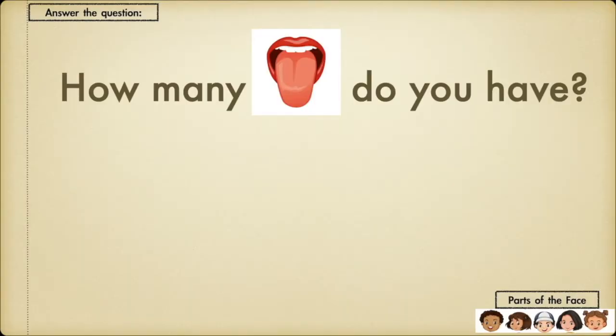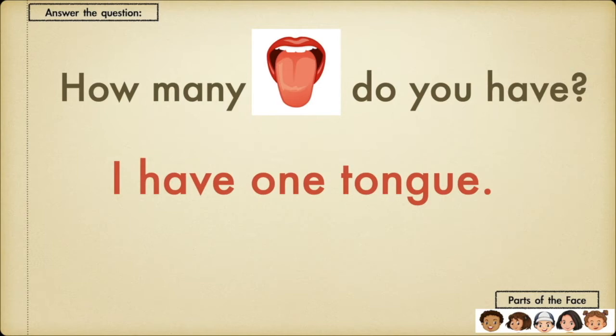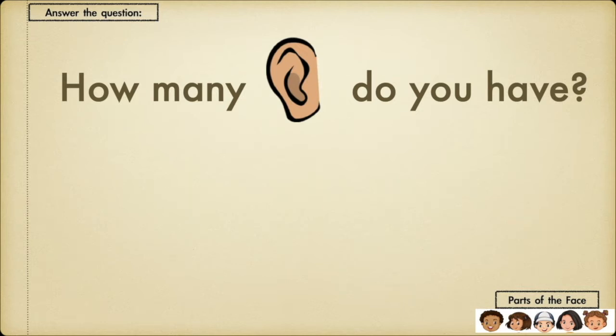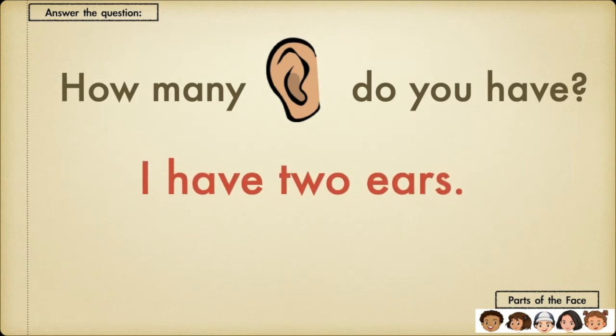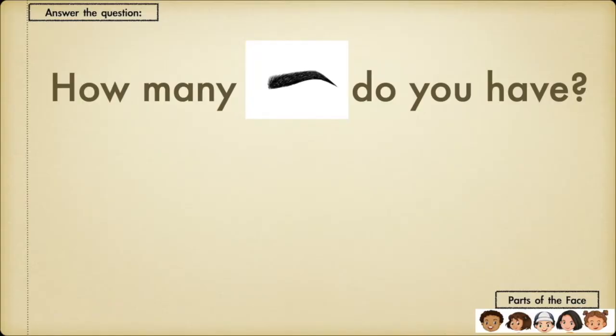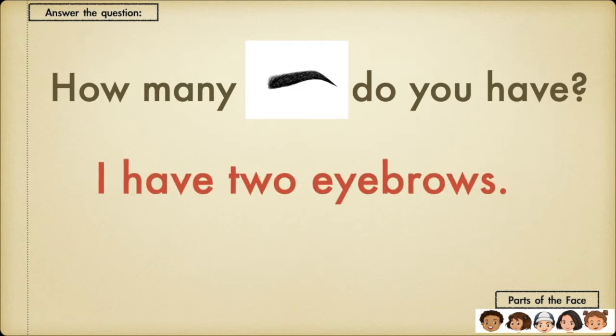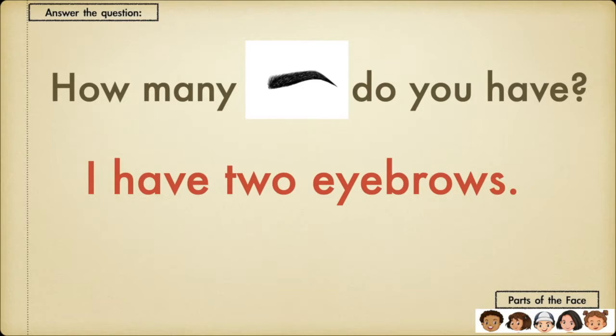How many tongues do you have? I have one tongue. How many ears do you have? I have 2 ears. I have 2 ears. How many eyebrows do you have? I have 2 eyebrows. I have 2 eyebrows.